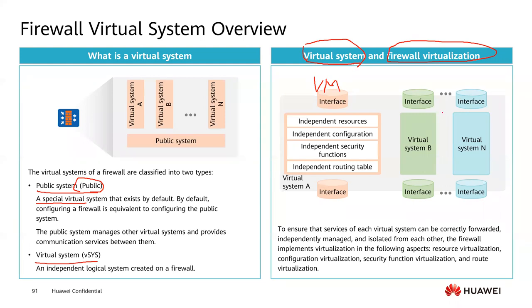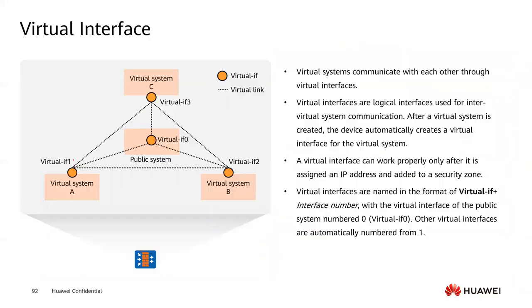What things can be virtualized? For example, CPU, memory, and interfaces can be virtualized. Now let's look at what a virtual interface is. Virtual systems communicate with each other through virtual interfaces. All virtual systems will have a logical interface, and this interface is called the virtual interface.